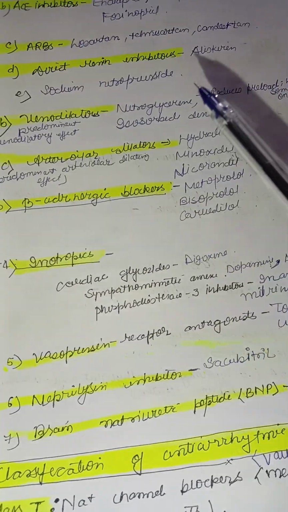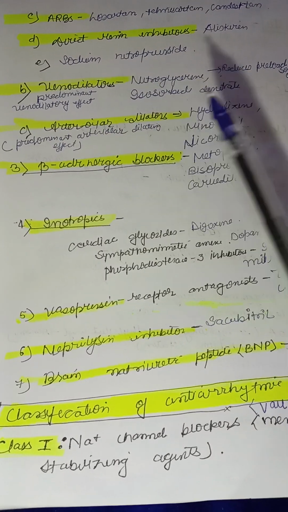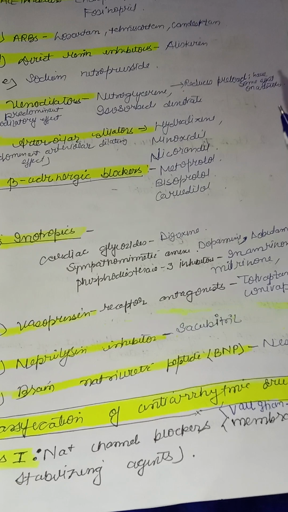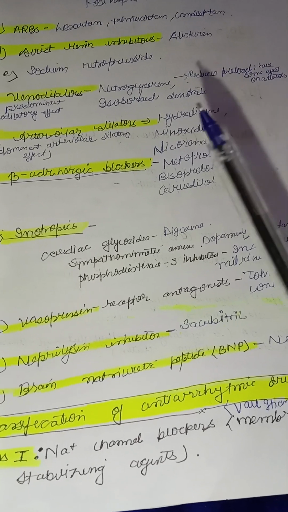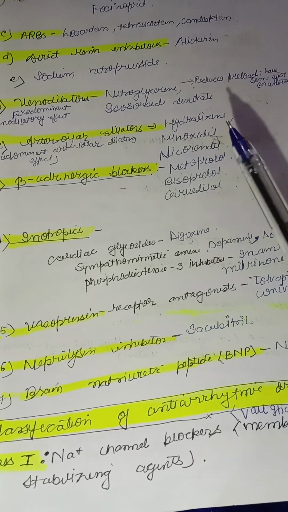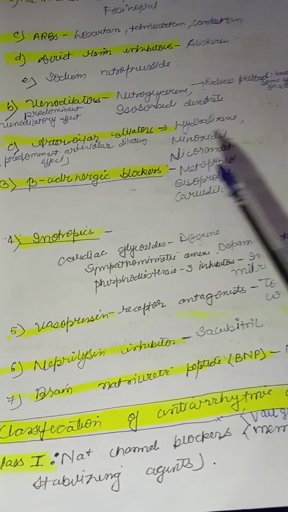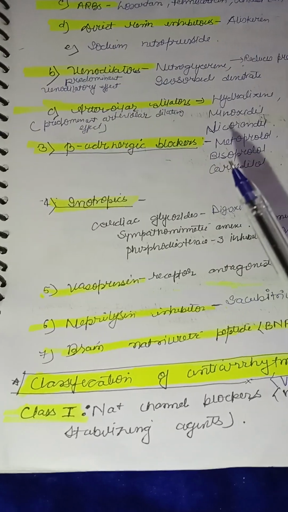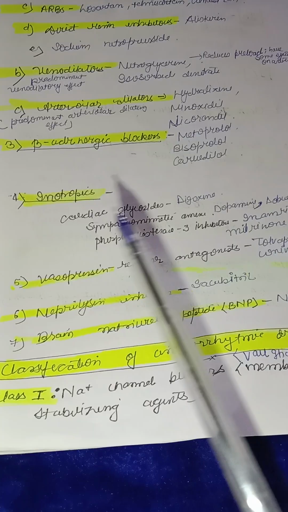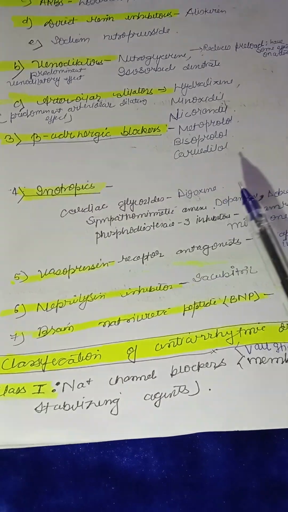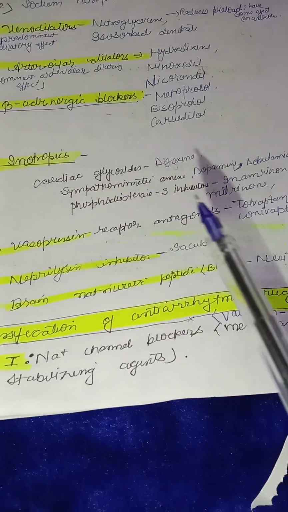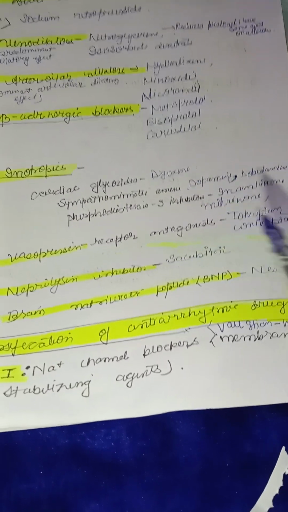Then sodium nitroprusside. Then we have venodilators like nitroglycerin, which reduces preload and has some effect on arterioles also, and isosorbide dinitrate. Then we have arterial dilators, hydralazine, minoxidil, nicardipine. Then we have beta adrenergic blockers like metoprolol, bisoprolol, carvedilol. Then we have inotropics like cardiac glycosides, digoxin, sympathomimetic amines, dopamine, dobutamine, phosphodiesterase 3 inhibitors, amrinone and milrinone.